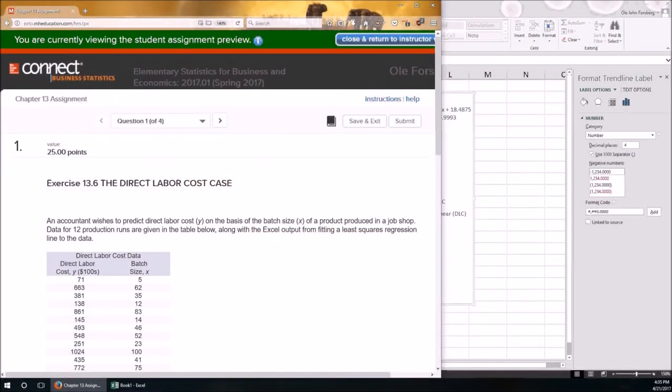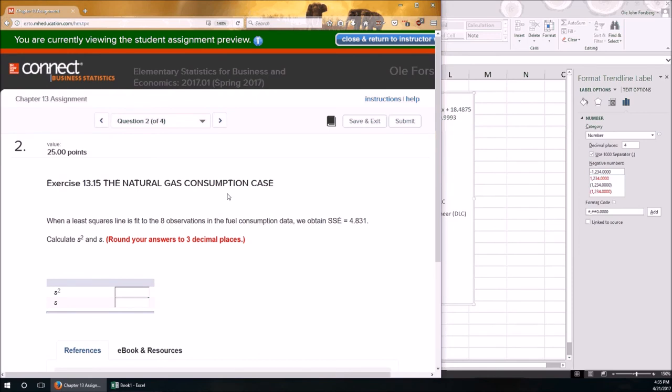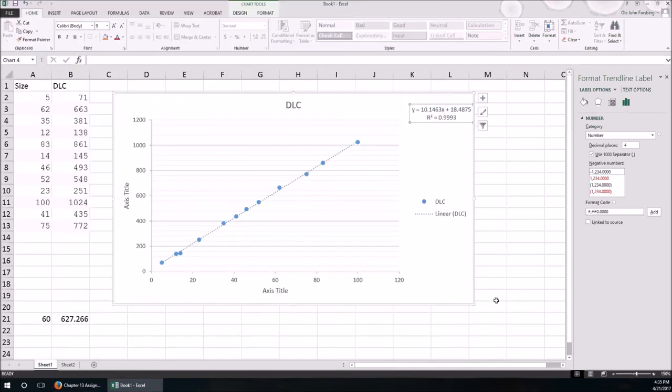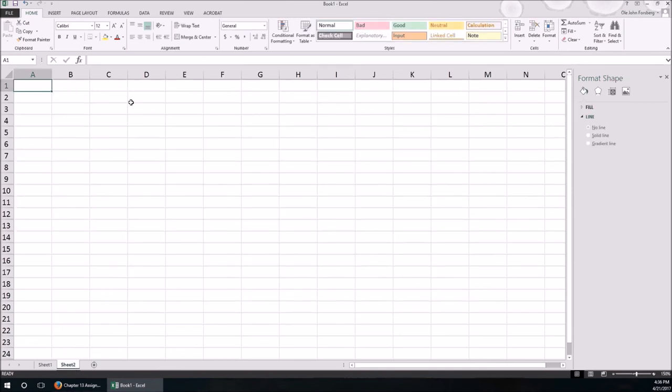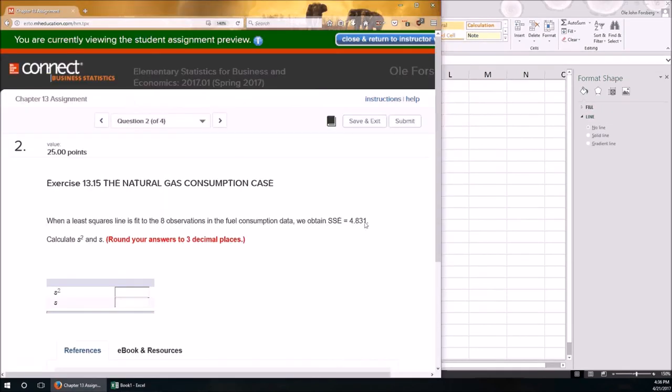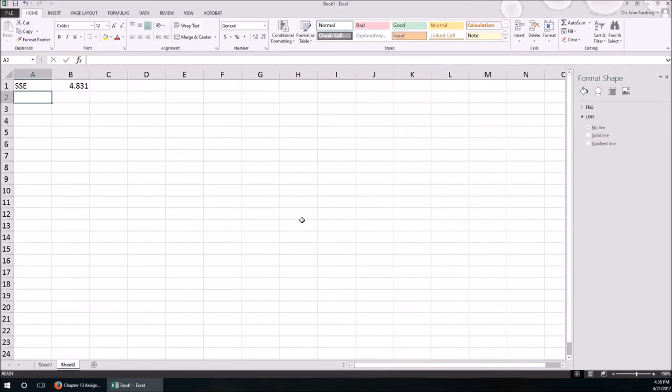So that's one. And now for problem two. Problem two is pretty darn easy. We're asked to calculate s squared and s. We're given SSE is 4.831, and a sample size of 8.